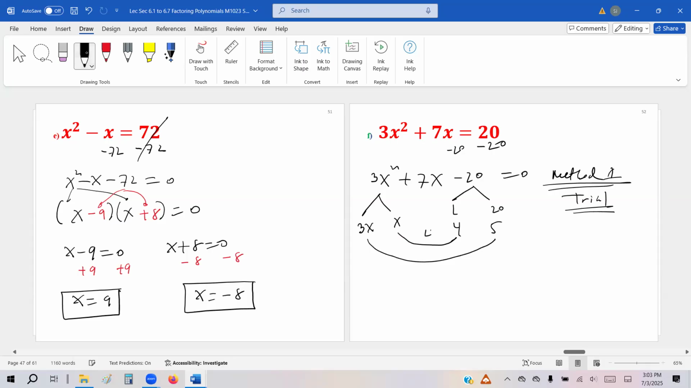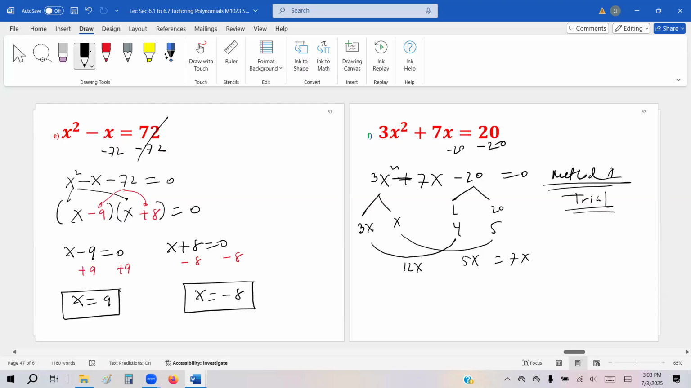x times 4 is 4x. x times 3x times 5 is 15x. Do you get 7 from there? No. So my arranging was wrong. So let's rearrange. 3, 4, and 4x4. 3 times 4 is 12x. 5 times x is 5x. Can you get 7x from here?